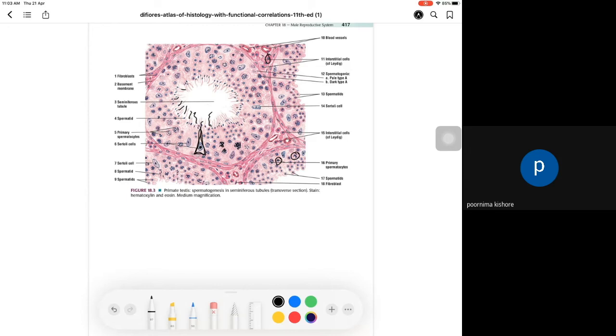The applied aspect: sometimes you see only Sertoli cells, no germ cells at all. That is known as Sertoli cell only syndrome. The whole seminiferous tubule will be lined by cuboidal to tall columnar cells. This is Sertoli cell only syndrome, that you have to remember.